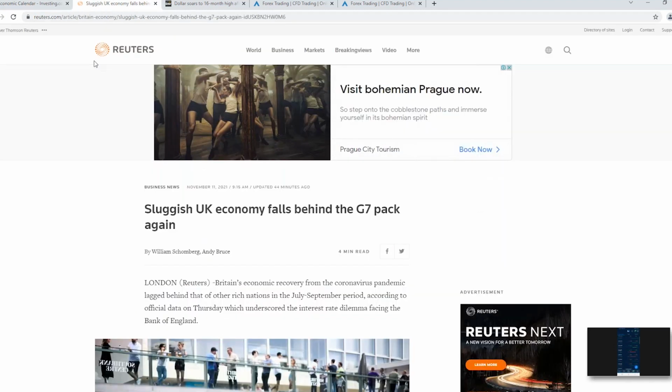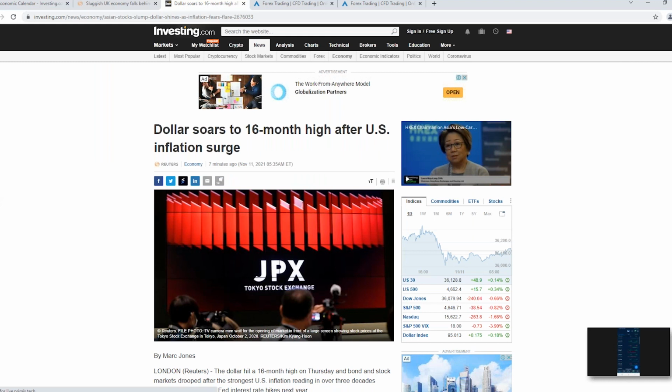This is out of Reuters. Sluggish UK economy falls behind the G7 pack. Again, we already know that, looking at those numbers that came in today. There's a headline that confirms it. Dollar soars to 16-month high after U.S. inflation surge. Okay, we understand that's from yesterday's numbers, showing high inflation, consumer pricing index higher than the already high expectations, prices rising faster than folks are comfortable with.